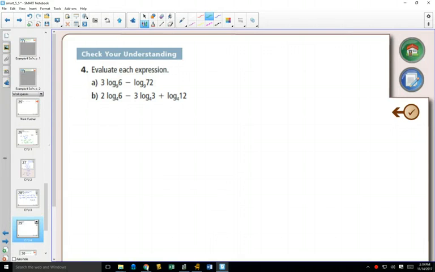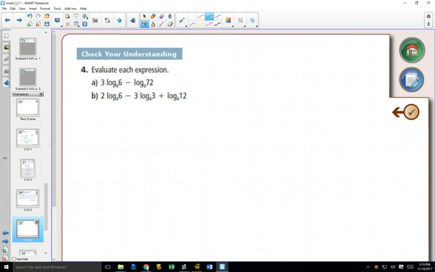The word evaluate means come up with a single number for this. So looking at this, trying to figure out, am I able to do some mental math with this right now? 9 to what power is 72? Oh. 9 to what power is 6? Doesn't really work for us. So it might make sense for us to try to get this as a single logarithm.